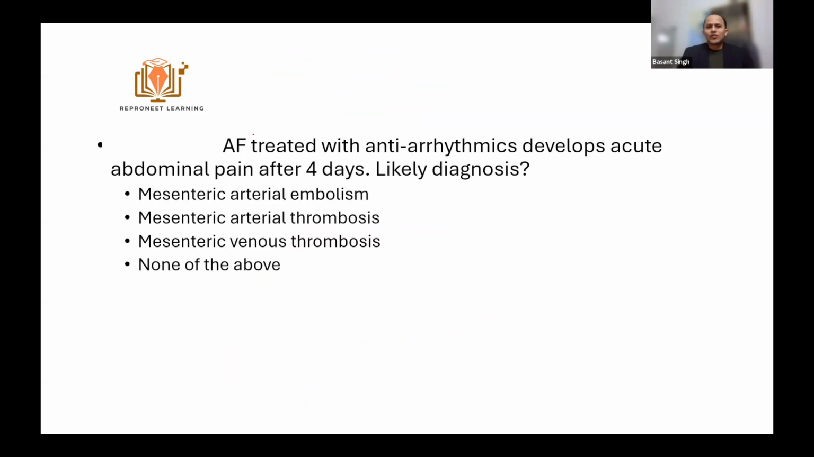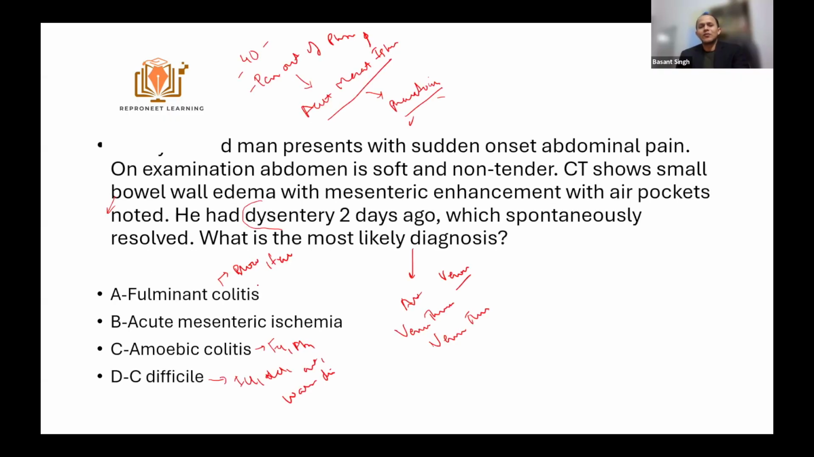So this was one more question. A patient with AF treated with antiarrhythmics, now he has abdominal pain. So we know it is a mesenteric arterial embolism. Okay, so this is a straightforward diagnosis. But again, you can be asked such type of options in this question also. So suppose they had given mesenteric arterial embolism, mesenteric venous thrombosis. So now how will you decide whether it is embolism or thrombosis?